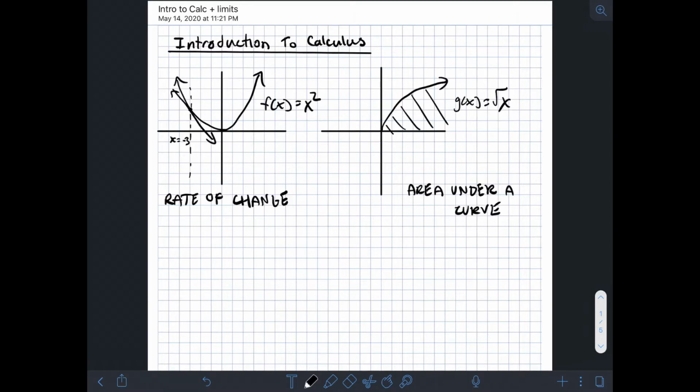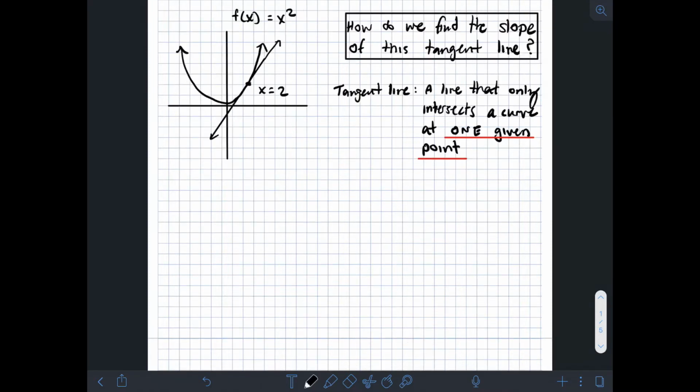The two most important concepts in calculus aim to address the tangent line problem, or in other words, the rate of change of a function, and the area under a curve. Let's break in and address the tangent line problem first. Let's define what a tangent line is. A tangent line is, by definition, a line that only intersects a function or curve at one given point. Now the question is, how can we find the slope of this function at the given x equals 2?